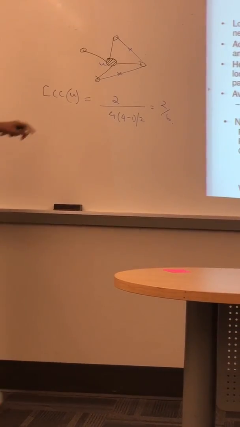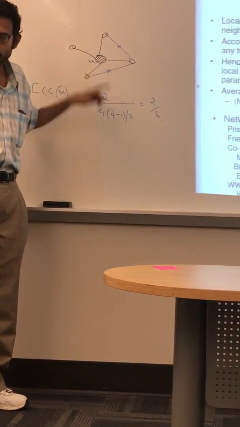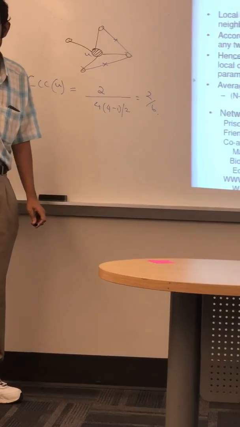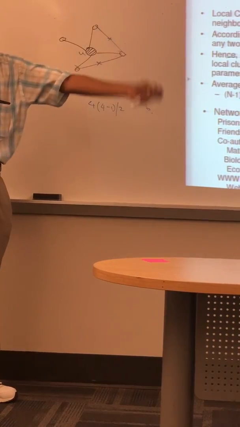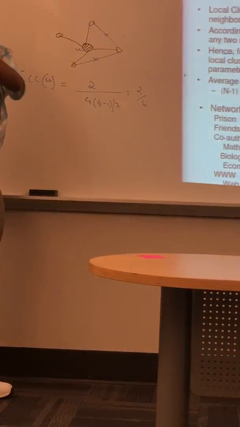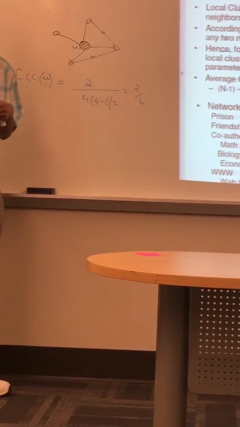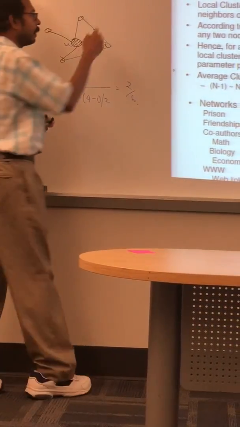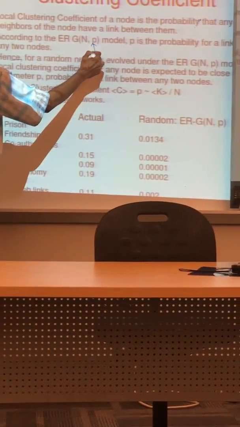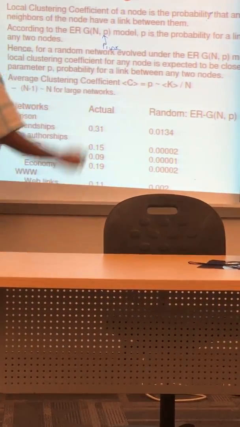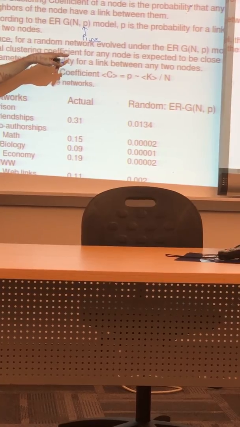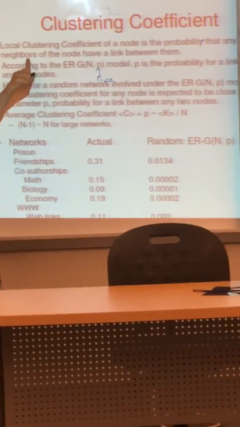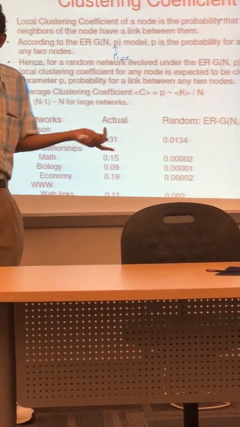So what I said is the probability that any 2 neighbors of a node are connected. That's the definition of local clustering coefficient. Now put that definition in the context of this ER model. What is this p-link or p-value? p-link is the probability that any 2 nodes in the graph are connected, right? And the local clustering coefficient is the probability that any 2 neighbors of a node, which are also nodes, are connected.